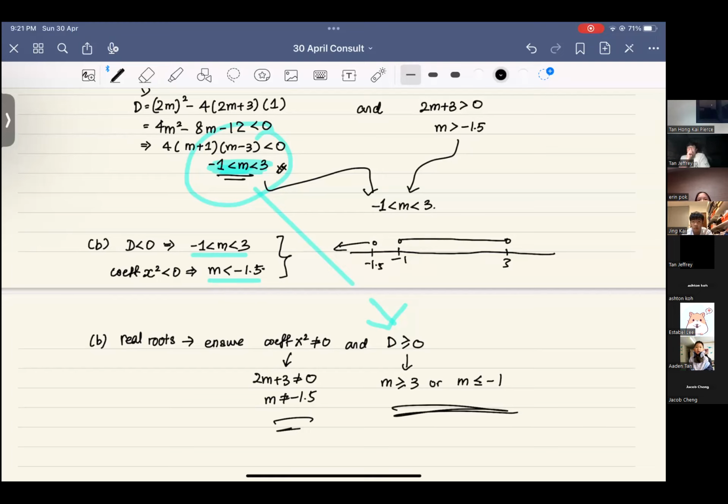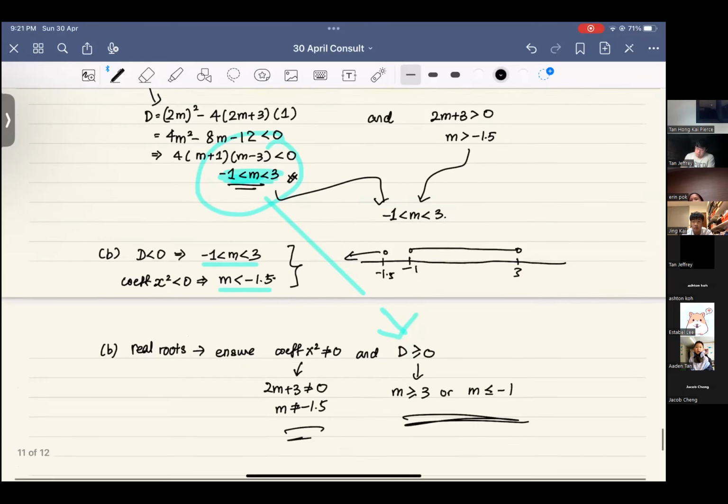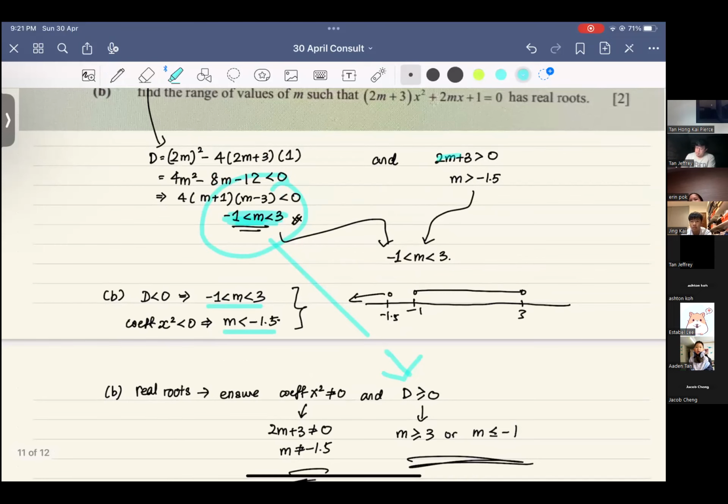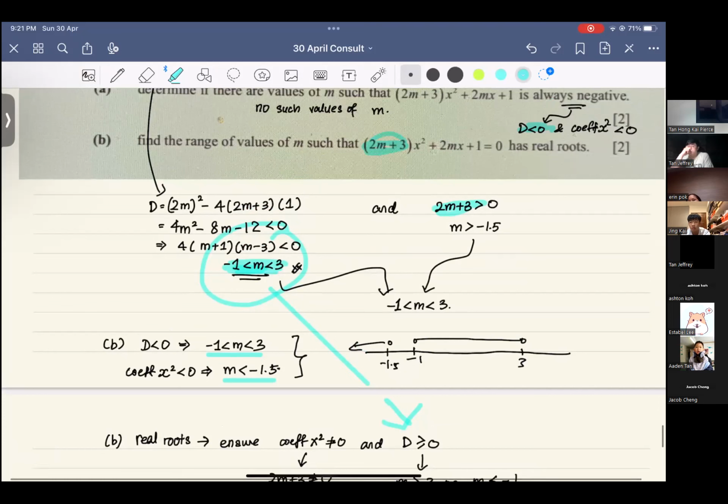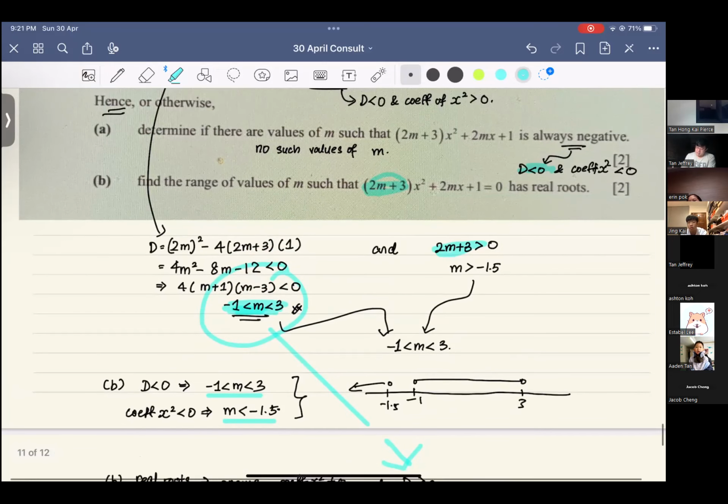Wait, I'm so sorry. Can I check how you get 1.5? For B or C? B, yeah. Okay, it's because 2m plus 3 is the coefficient of x squared. This has to be negative because we are saying that it is always negative, right? Discriminant less than 0, coefficient of x squared must be less than 0 as well.